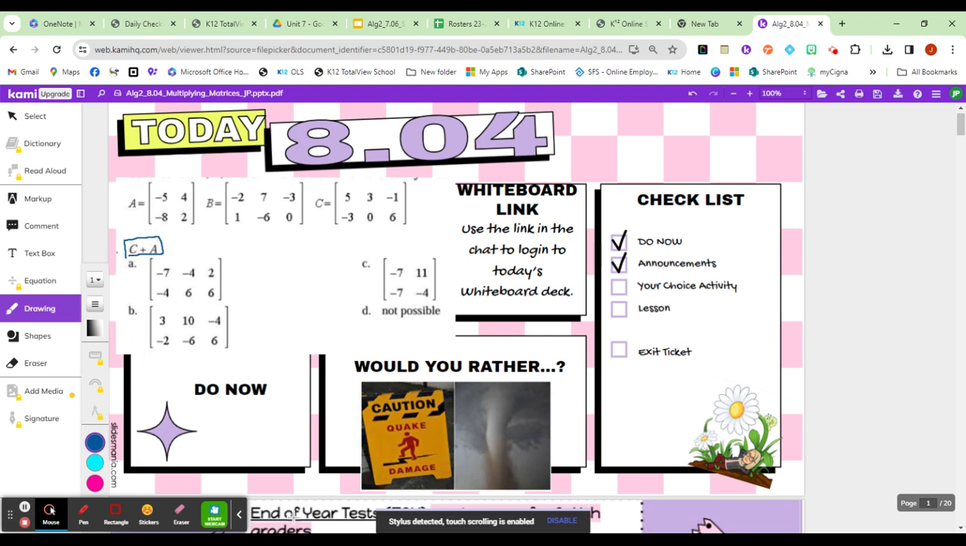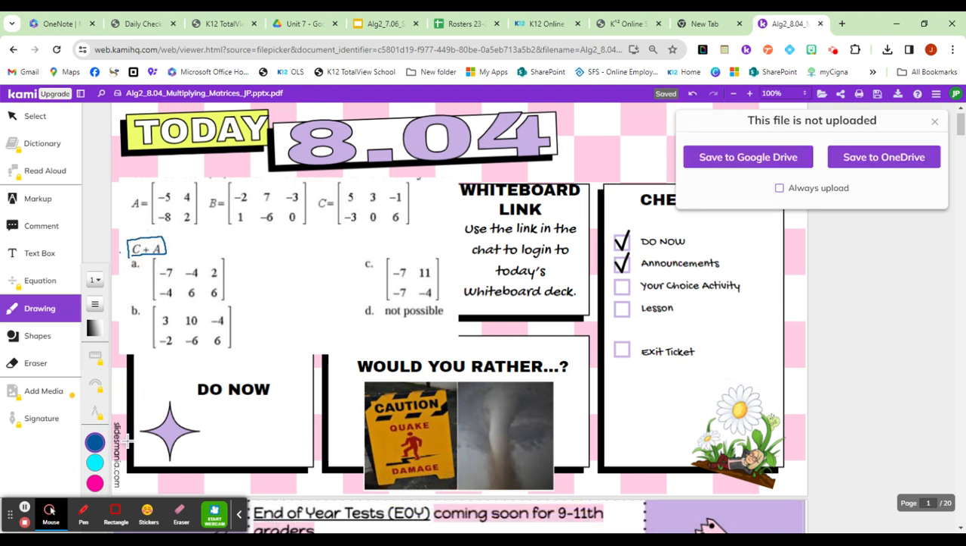So remember, when we're adding or subtracting matrices, we have to have the same dimensions, and dimensions are rows by columns. So matrix A has 2 rows and 2 columns, so it's a 2 by 2. Its dimensions are 2 by 2. Matrix B has 2 rows and 3 columns, so its dimensions are 2 by 3. And matrix C has 2 rows and 3 columns, so matrix C has the same dimensions as matrix B, which would be 2 by 3, rows by columns.